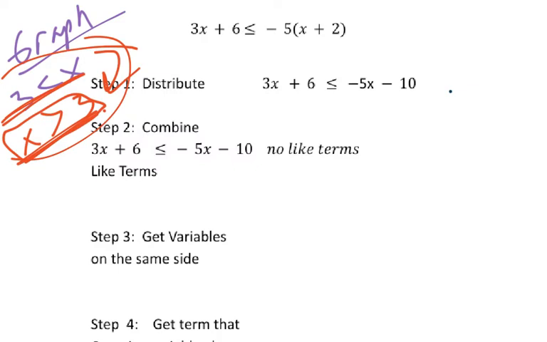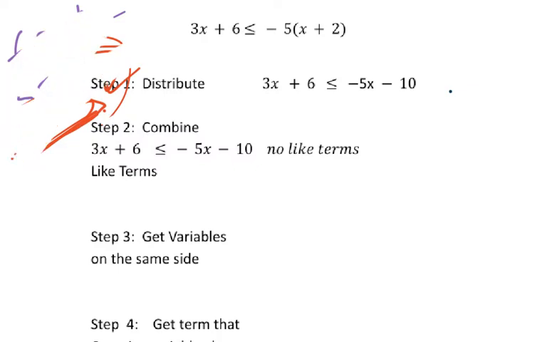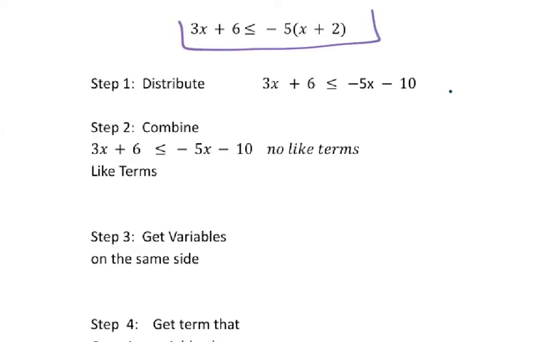Okay? So let me clear this off a little bit. So let's look at two examples. We'll start off easier here. So we have 3x plus 6 is less than or equal to negative 5 times the quantity x plus 2.